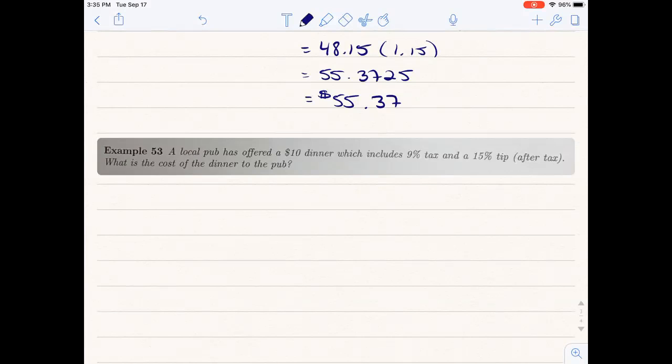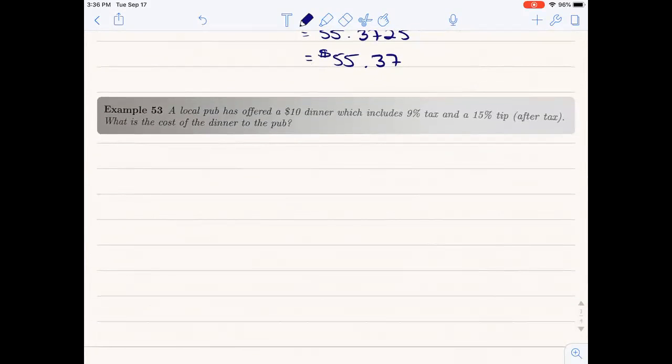What is the cost of the dinner to the pub? So how much are they actually charging for this dinner? They're just charging you $10, but what would be the equivalent if they were just advertising and then forcing you to pay 9% in tax and a 15% tip on top to get to $10? Which is the exact same thing that we did earlier, just in reverse. And so we've got the total cost.